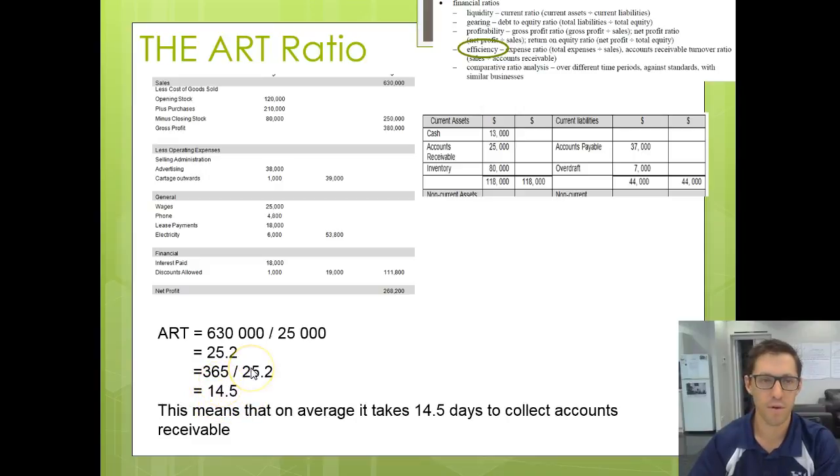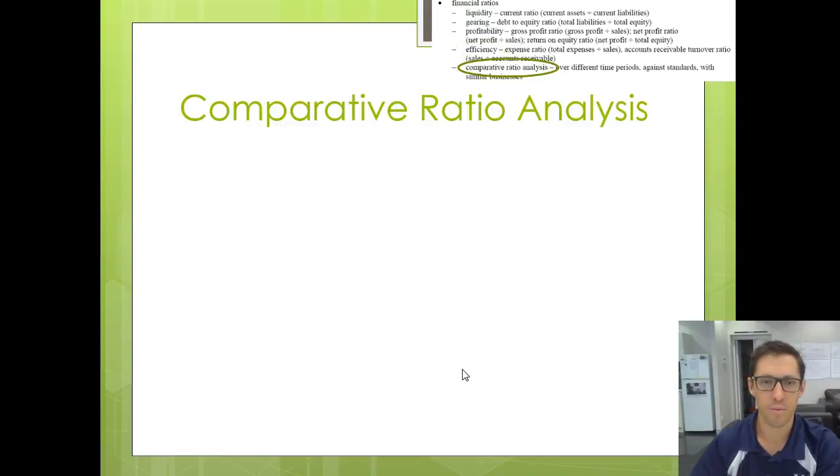What does that 14.5 mean? It means that on average it's taking them 14.5 days to collect their accounts receivable. And given on the last slide I said somewhere between 30 and 60 days is considered to be quite acceptable, this business is definitely at the lower end and it's doing very well, and you would say this business is very efficient. It is collecting its accounts receivable very quickly and therefore it is operating with a high degree of efficiency, and that's ultimately going to assist the business to be very profitable.